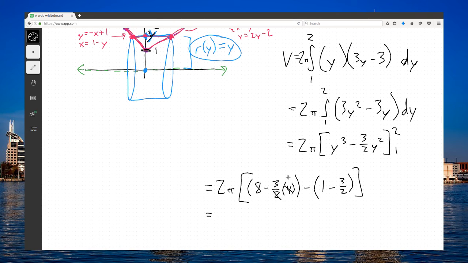So cancel here and here. So that's 8 minus 6, which is 2. 1 minus 3 halves is negative 1 half. So we have 5 halves times 2 pi, which is 5 pi. And that will give us the volume of this region, this solid of revolution shown above.